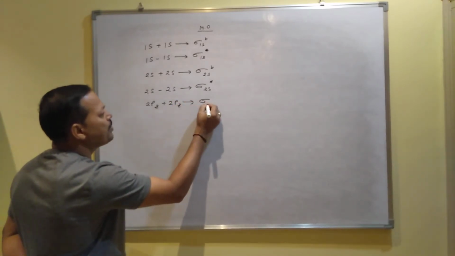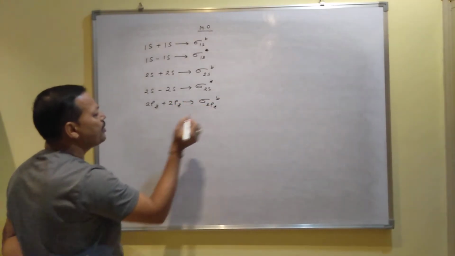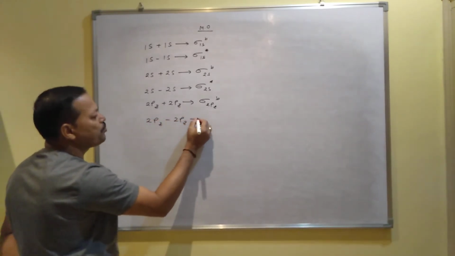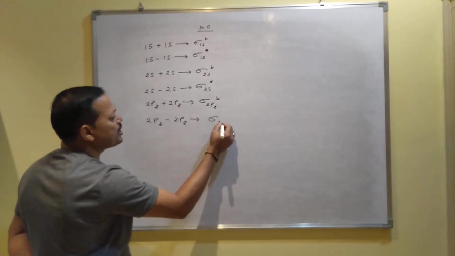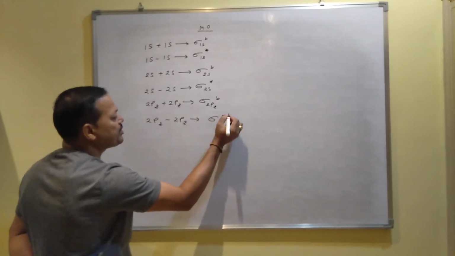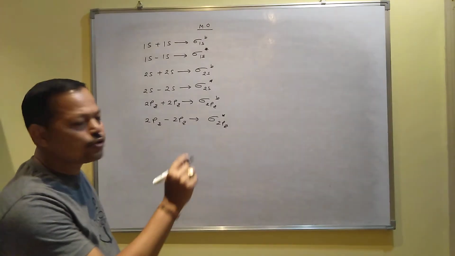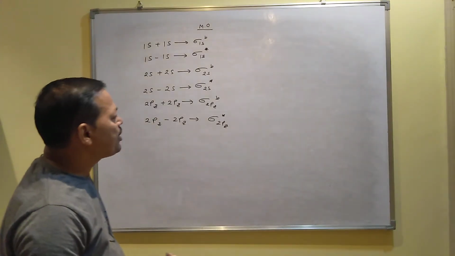So now I will give you for the 2pz orbital. When 2pz is combined with another 2pz, they produce the sigma 2pz bonding molecular orbital, and when subtraction takes place with another 2pz, they produce sigma 2pz anti-bonding, star. So every atomic orbital produces two molecular orbitals, one bonding, one anti-bonding.